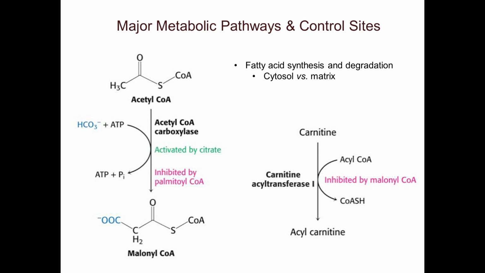On the other side, if instead of making fatty acids you're degrading them, which happens in the matrix, I want that to stop if I'm producing malonyl-CoA. Because if I'm making fats, I don't want to turn around and degrade them, right? Because it costs more to make them than you get out of it, just like with sugars. Right? So these two are compartmentalized and also inhibited by the other one's product.